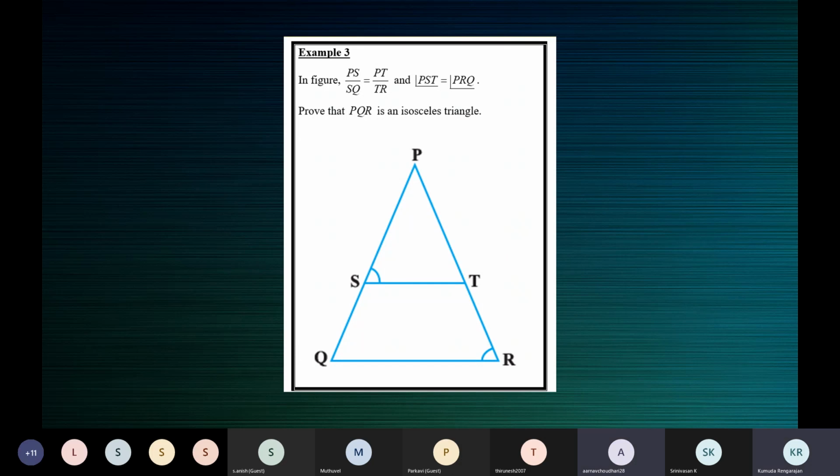So in example 3, in this figure, triangle PQR, we have a proportion. That means when a proportion is given, you must use the converse of BPT. When parallel lines are given, you should use BPT. For BPT, in a triangle, when you have parallel lines, by BPT we get the proportion. Converse of BPT, in a triangle, when some proportion is true, then we identify the parallel lines. BPT: given parallel lines, a proportion is true. Converse of BPT: given a proportion, you identify a set of parallel lines.